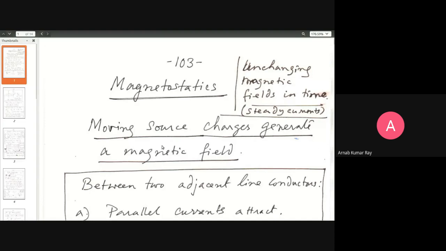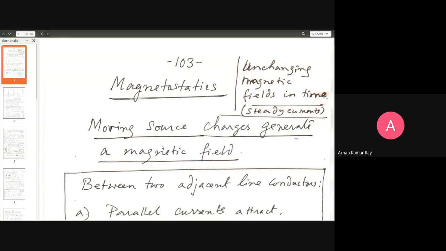So moving charges implies a current, and so magnetism is the outcome of a current. However, this current is going to be a steady current, and only when a current is steady shall you get a magnetic field that will be unchanging in time. And what do I mean by a steady current?